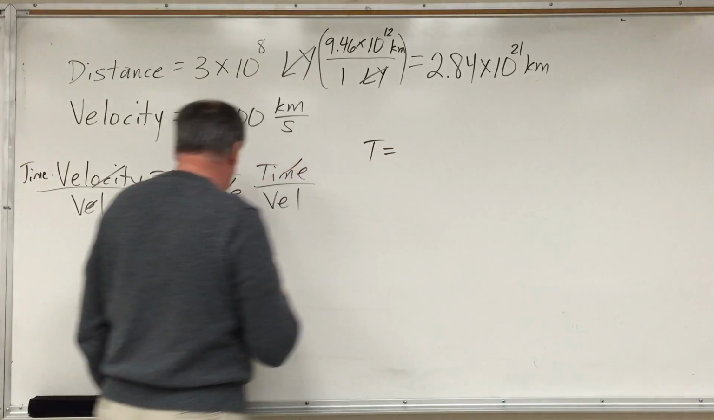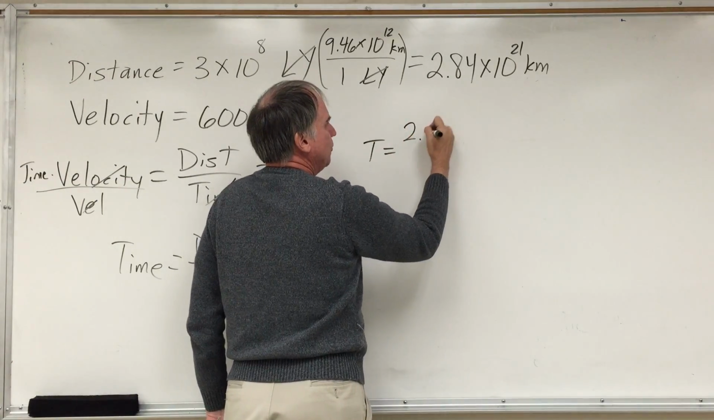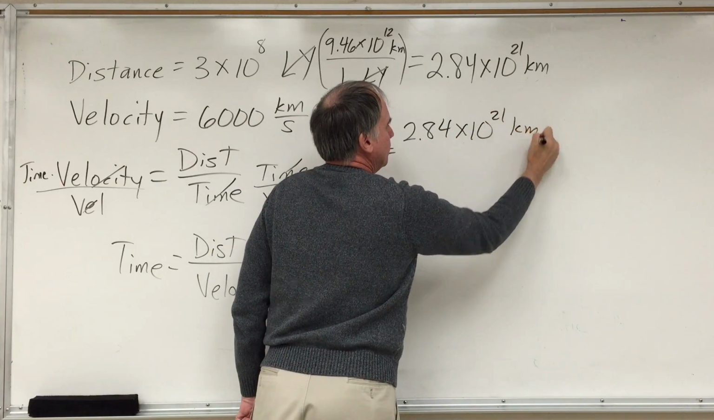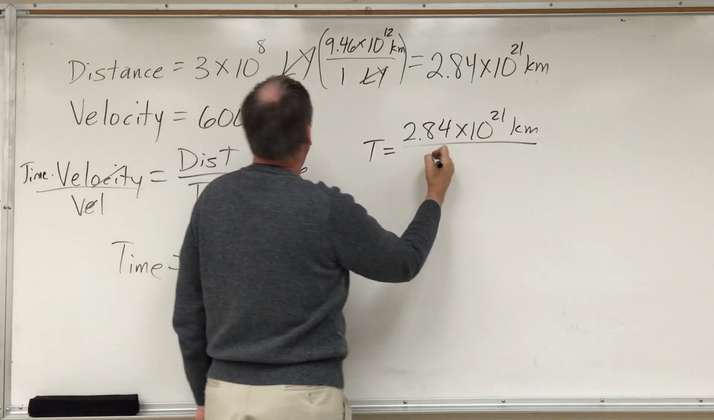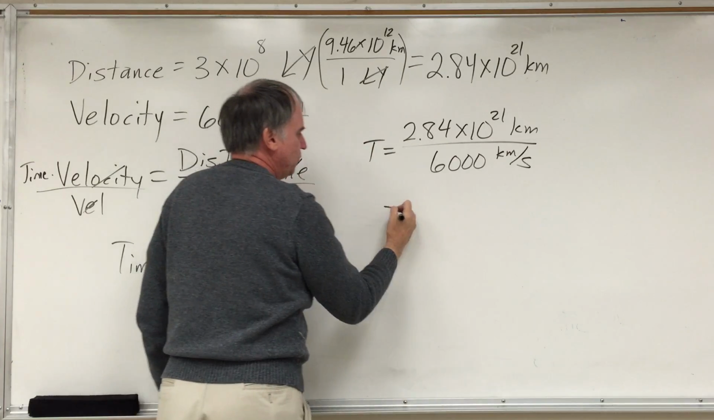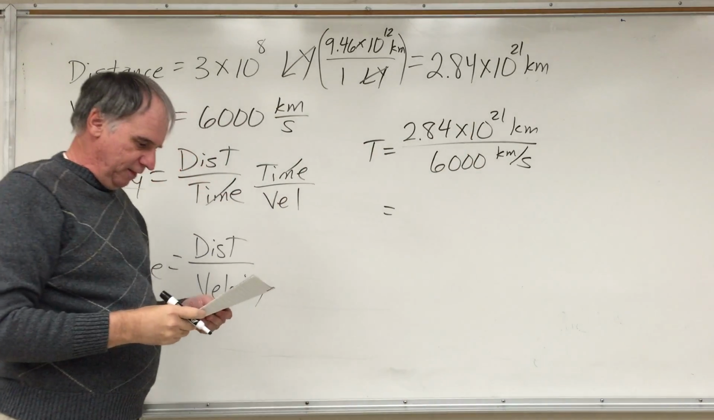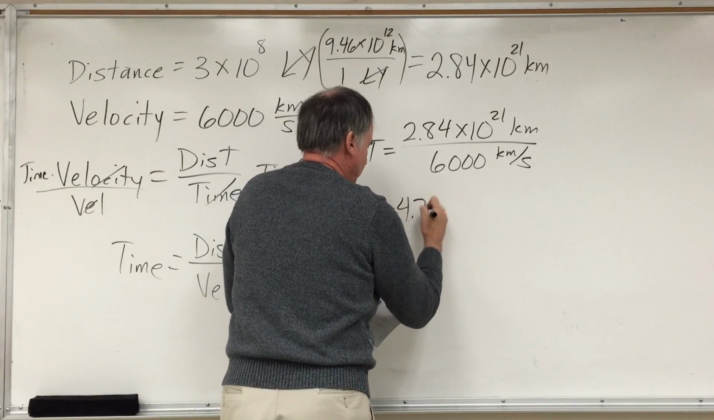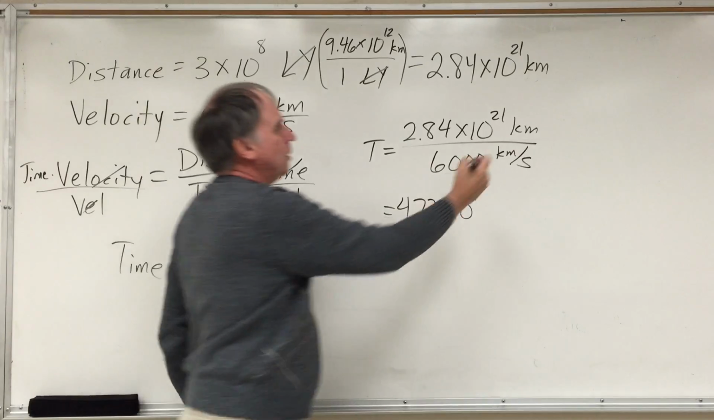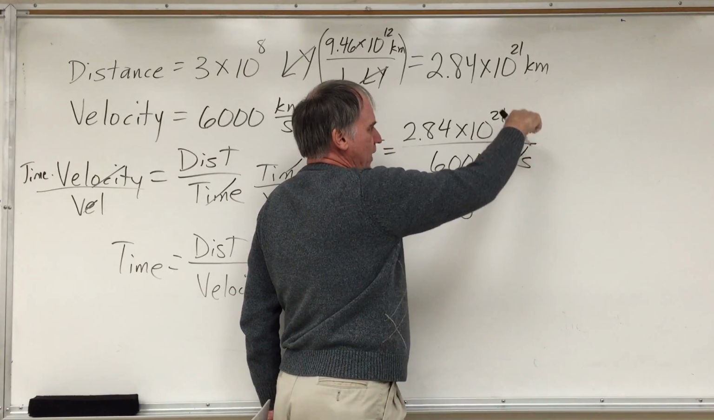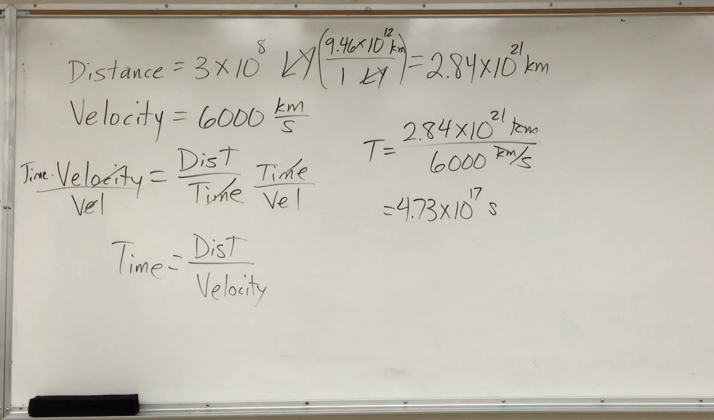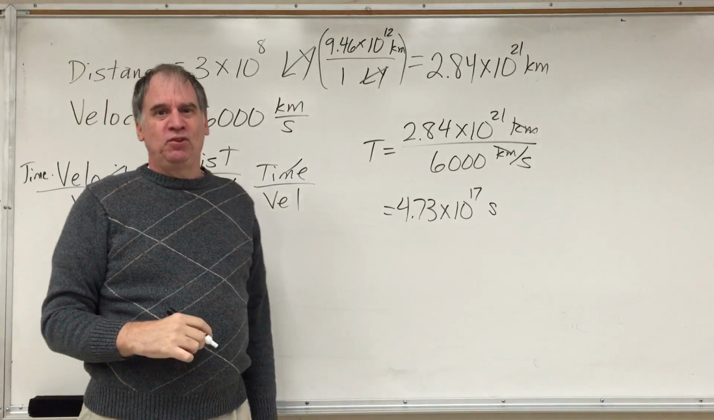So our time is going to be this distance in kilometers divided by this velocity in kilometers per second. This number divided by that number is 4.73 times 10 to the 17. The kilometers have canceled. We have 1 over seconds. That's the equivalent to seconds. So there's our time in a very large number of seconds.